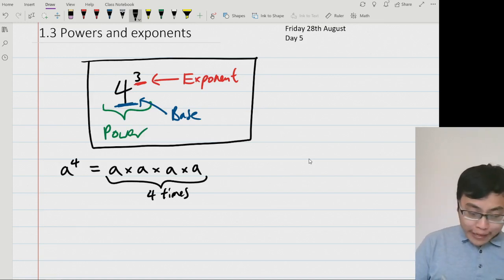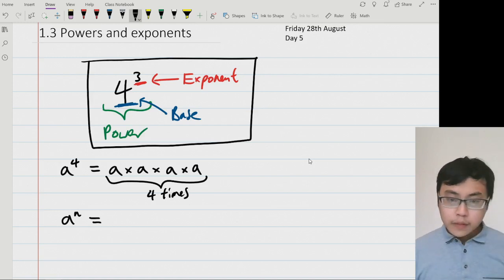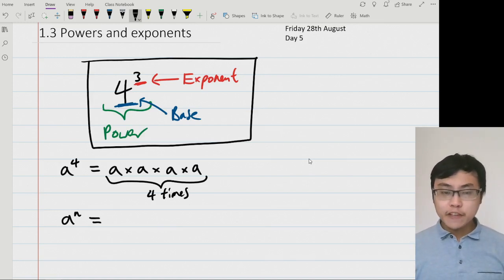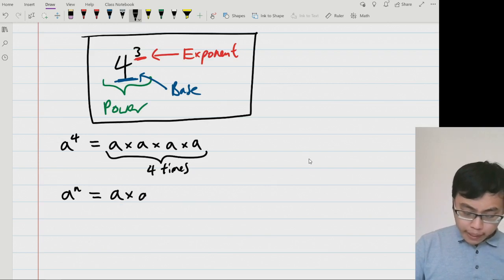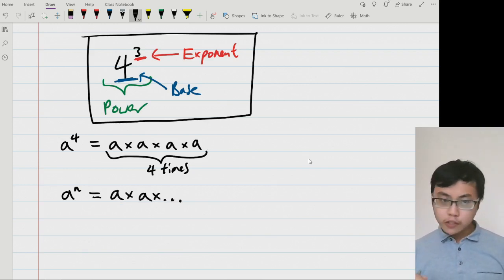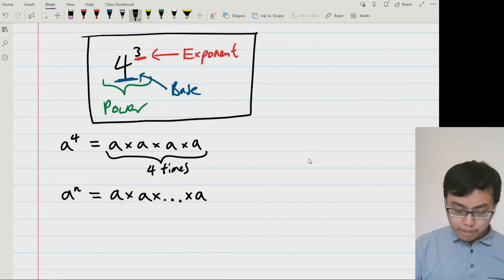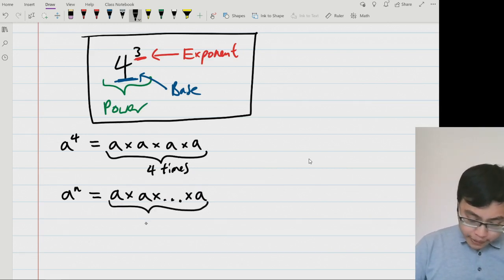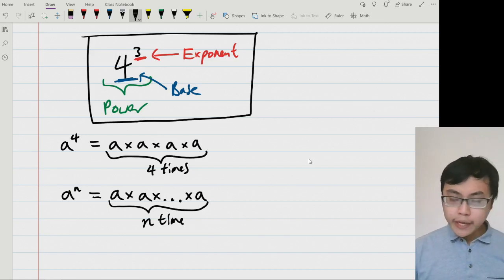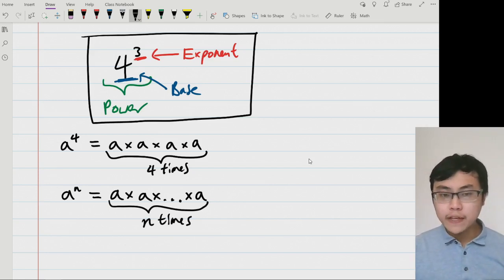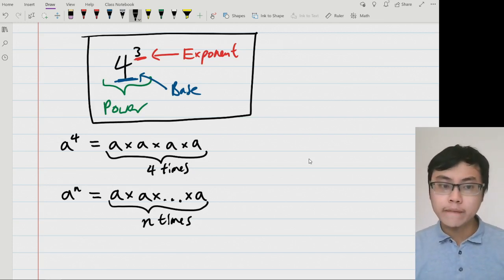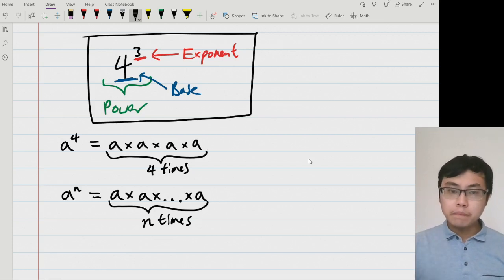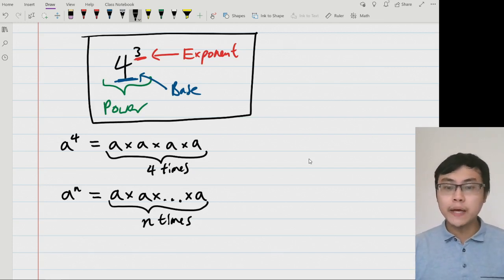What happens if we have a to the power n? This time I didn't state specifically how many times a is multiplying itself. But in general, this is going to be a multiplied by a multiplied by dot dot dot times a again, and all of this will be n times. So a will be multiplying itself n number of times. So this is what powers and exponents are. The base is the one being multiplied, the one multiplying itself.